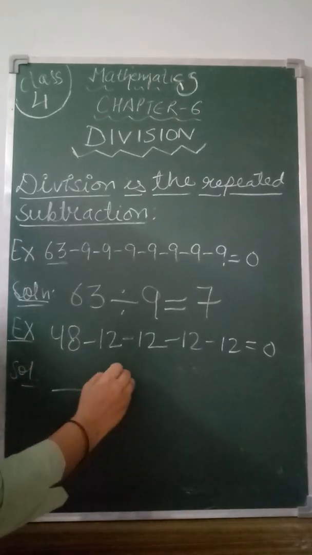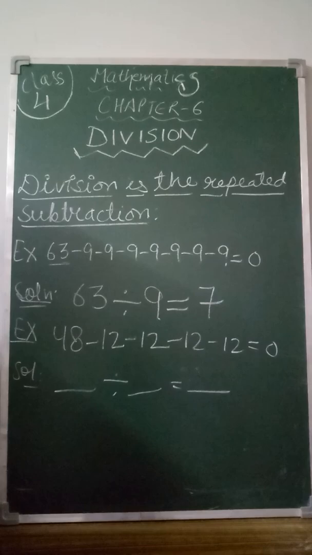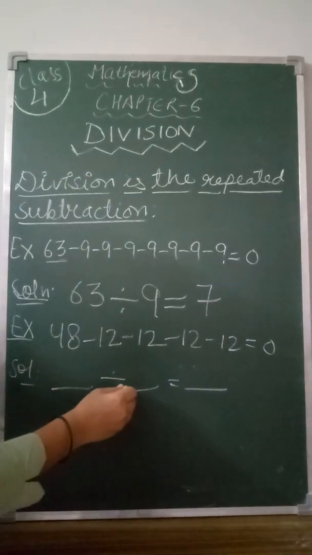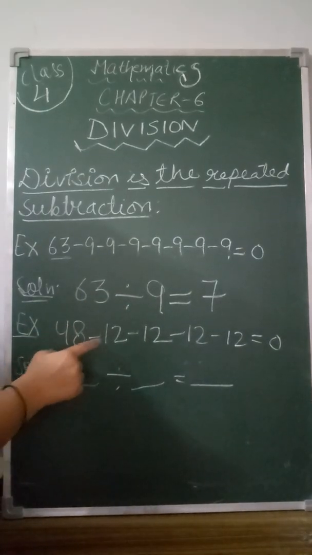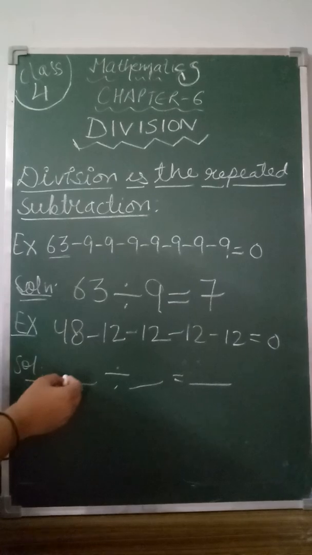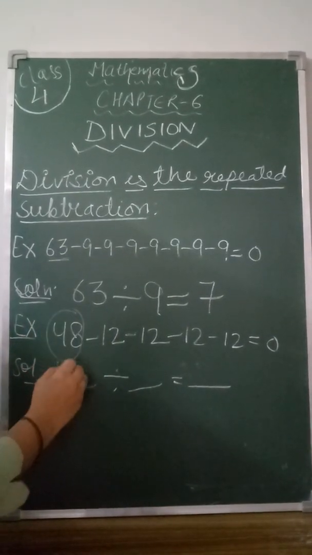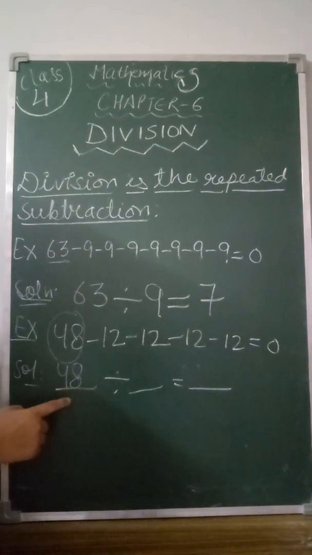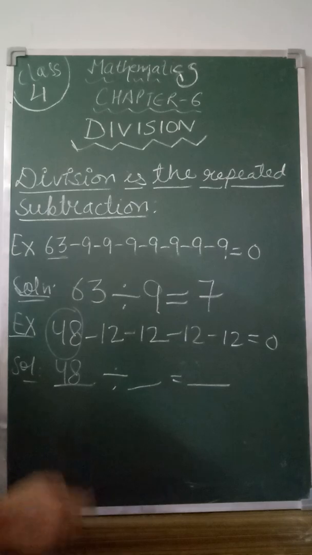So again, suppose I am given something like this. I have given 3 blanks, and now you have to complete these blanks by writing the numbers. You have to read this statement: 48 minus 12 minus 12 minus 12 minus 12 equals 0. To complete the fill in the blanks, the first one is for the dividend, the second blank is for the divisor, and the third one is for the quotient.